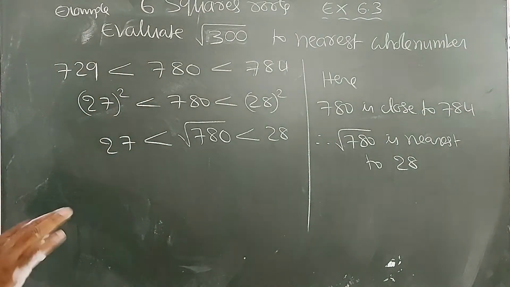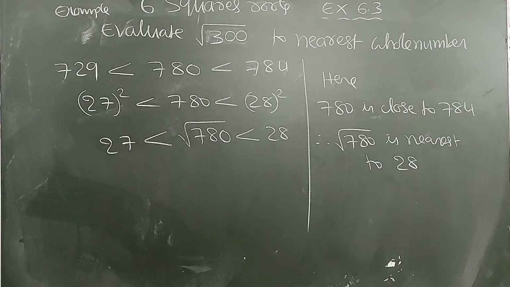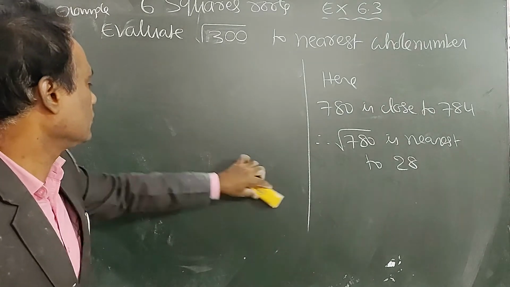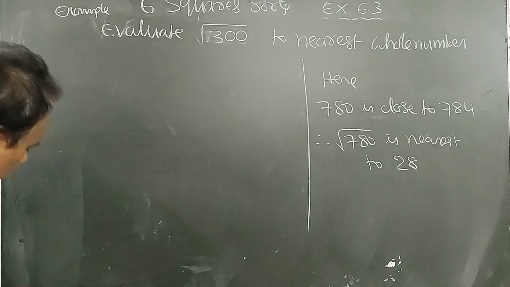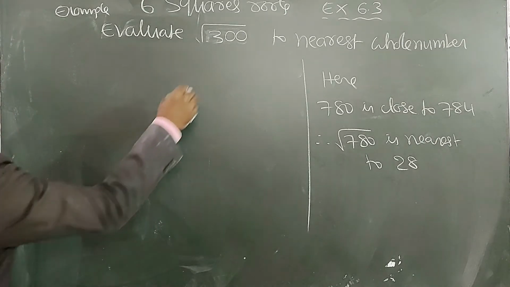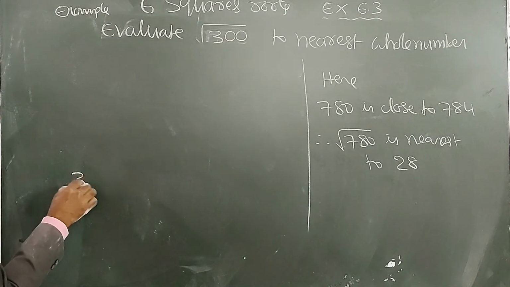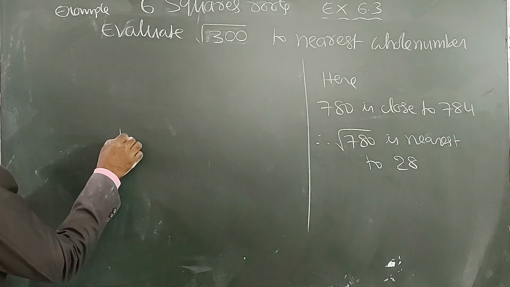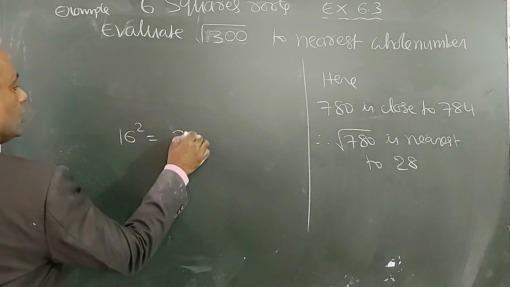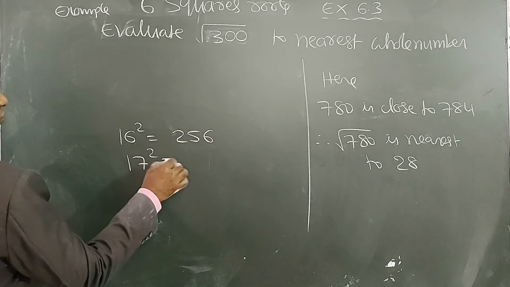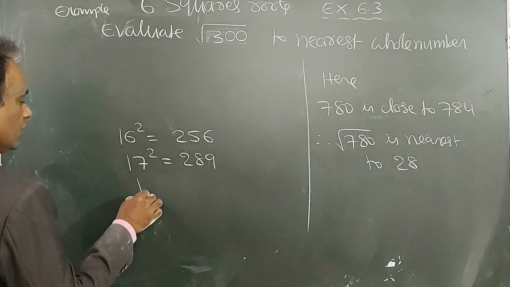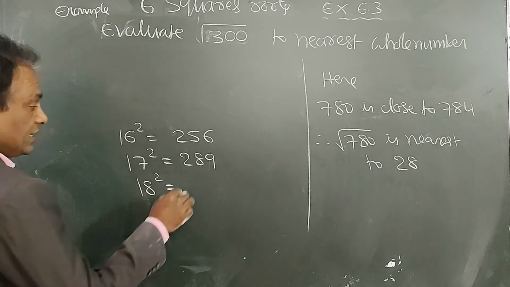You want to try between what squares? 16 square is 16 into 16. 17 square is 17 into 17. 18 square is 18 into 18.